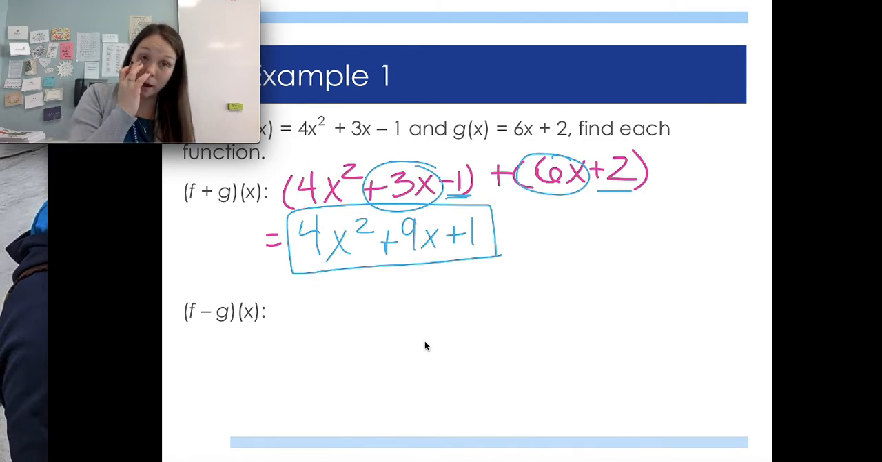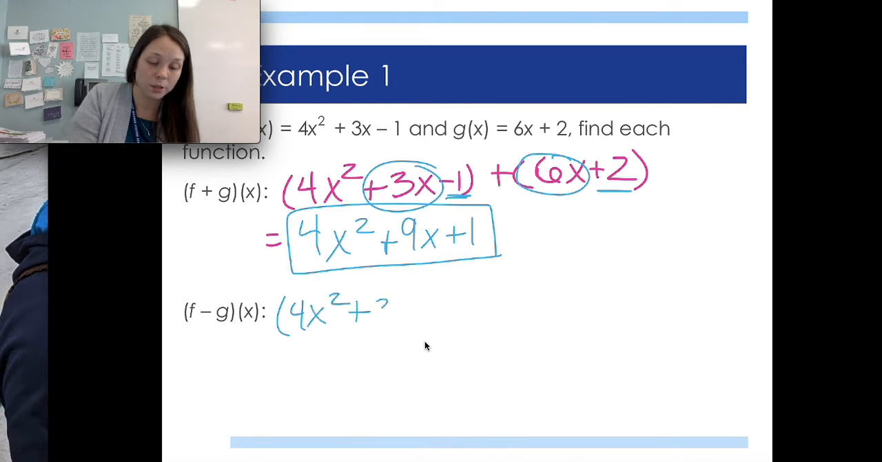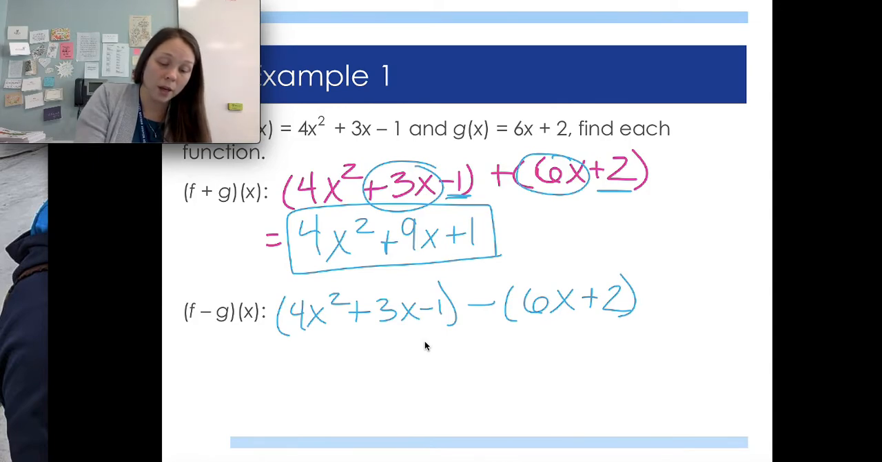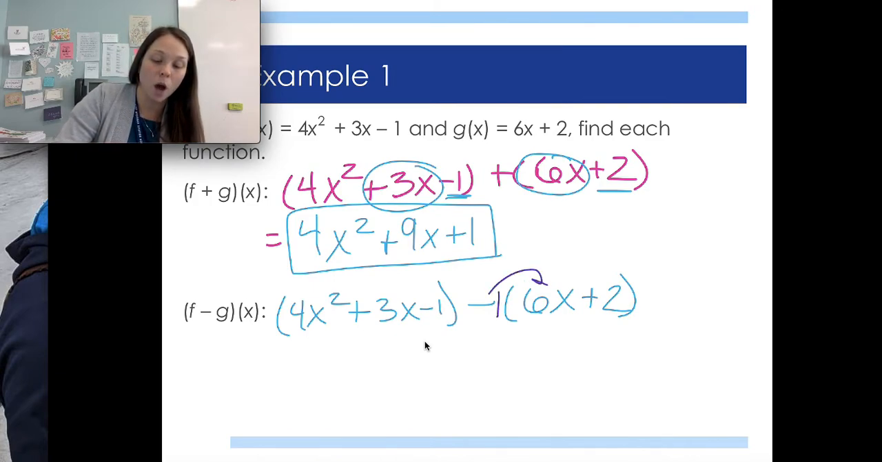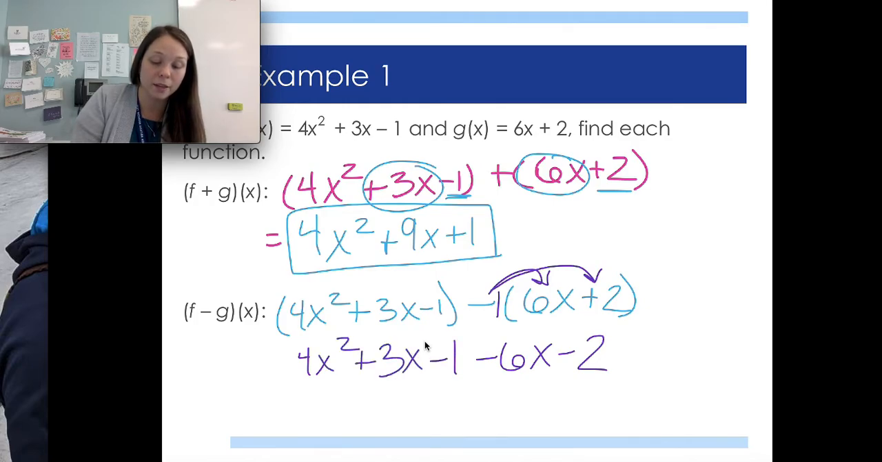The next is f minus g of x. So I'm going to take function f, which is 4x squared plus 3x minus 1, subtracted by function g, which is 6x plus 2. Now, going through this one, you do have to be careful because you're subtracting all the pieces in that second function. It's almost like this is a negative 1 that you're multiplying into the second quantity, making it a minus 6x minus 2. You don't have to go through that process, but that definitely is helpful to make sure that you don't accidentally mess up your signs.